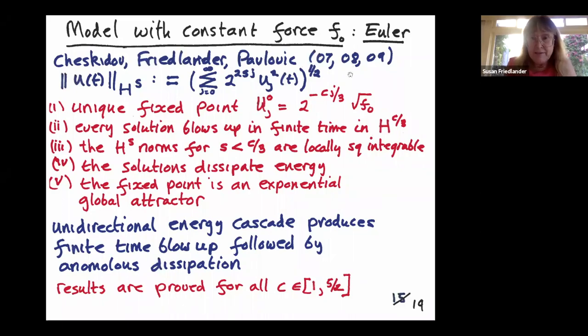In the Euler case, that means we're neglecting the viscosity term nu, just setting nu equal to zero in our model. We have solutions in the space little L2 for our model for all time, and they will be C smooth in time. On this family of solutions, we show that there is a fixed point, and it's a unique fixed point. And for this particular model, that unique fixed point is completely explicit.